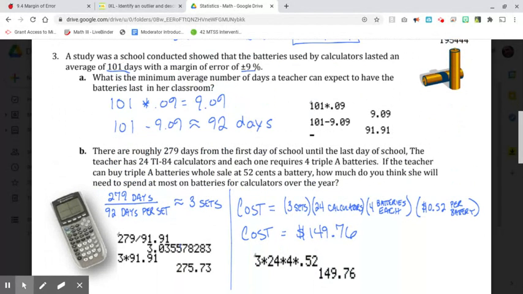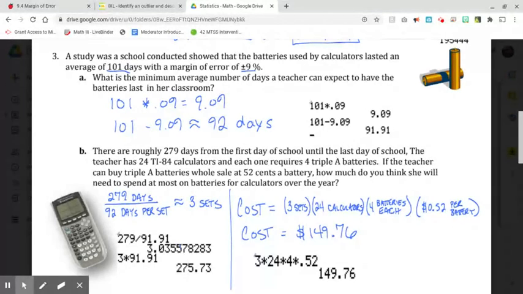A study at a school showed that batteries used by calculators lasted an average of 101 days with a margin of error of plus or minus 9%. So not 9 days, but 9%. What is the minimum average number of days a teacher can expect to have batteries in her classroom? So we want the lowest amount, so we're going to be subtracting.